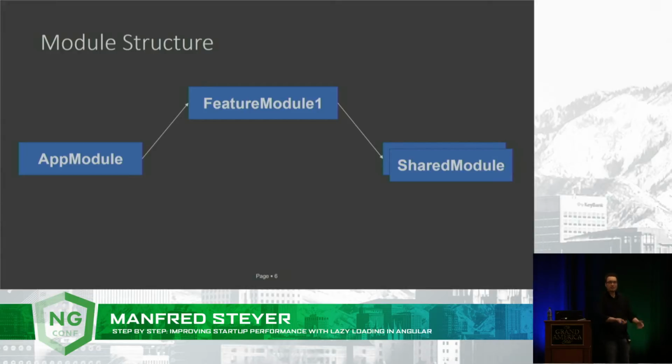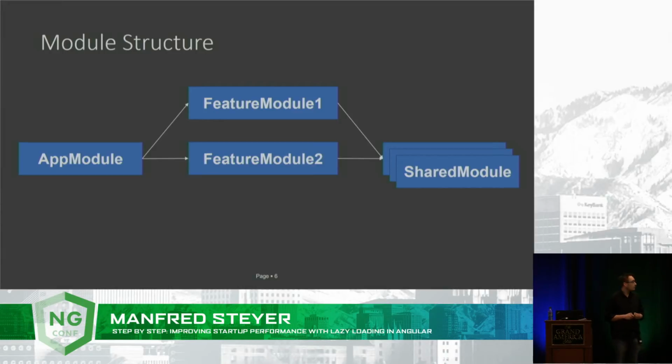For instance, when the user clicks here or there, you are loading the first feature module with 2 shared modules. It depends on when the user clicks somewhere else, you are loading a second feature module with another shared module. And of course, so you can load all the modules you need for your application just on demand.